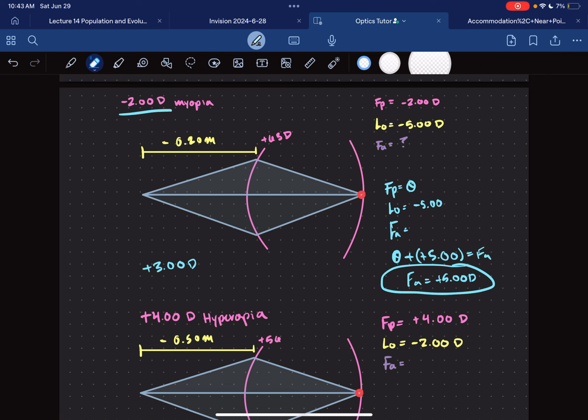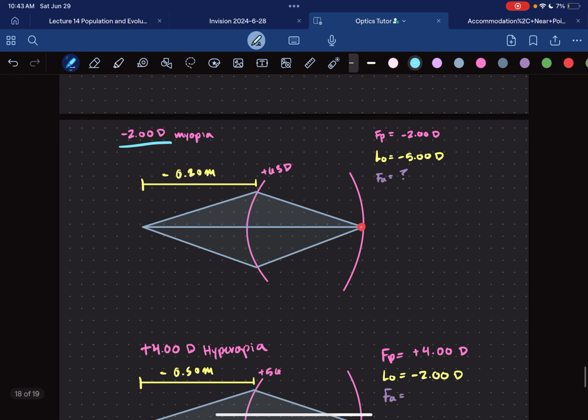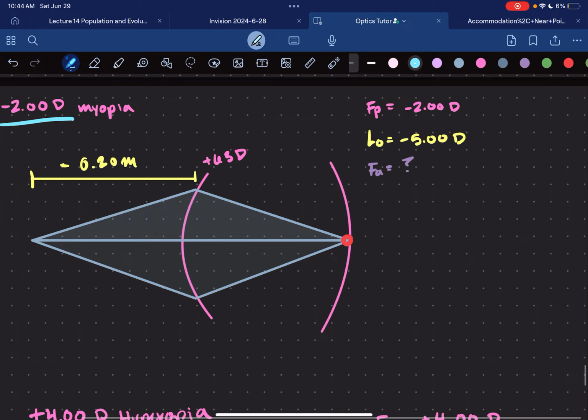So they'll accommodate less. I'll go ahead and do the math regularly though for the myope in case someone wants to do it that way. I wrote it up here for the far point divergence. That's the same as their prescription, so it's -2 diopters. And then the object divergence we found earlier is -5 diopters. What is the accommodation? Let's write it here. So far point, -2 minus a -5.